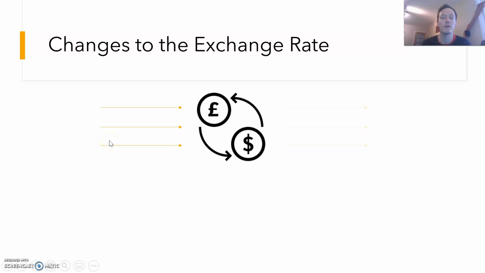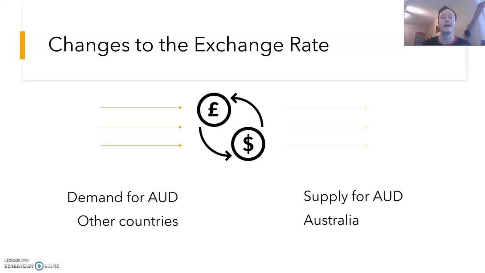Now, there are a number of different ones listed in your study design, but the good news is it really is only two things that you really need to be aware of here, and those are the demand for Australian currency, which is AUD, and the supply for Australian currency. That is the core idea behind how the exchange rate changes: either the demand for Australian currency changes or the supply for Australian currency changes, and then that's going to have a resultant change on the exchange rate.